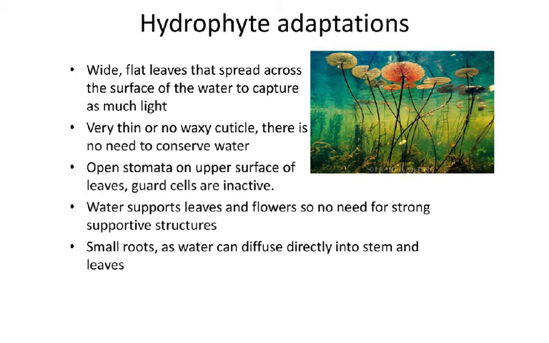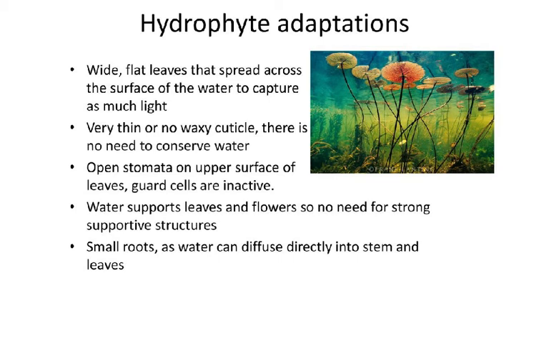Hydrophyte adaptations are not so much in the syllabus here, but I just like to discuss it because we don't do a lot of other plant biology. Wide flat leaves spread across the surface of the water to capture as much light. Very thin or no waxy cuticle, because there's a lot of water around it. There is no need to conserve water. Then open stomata on the upper surface of the leaves, because they are exposed to the air, and these leaves float on the surface of the water.